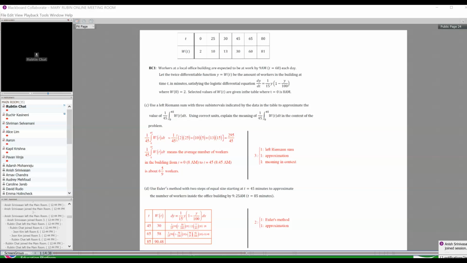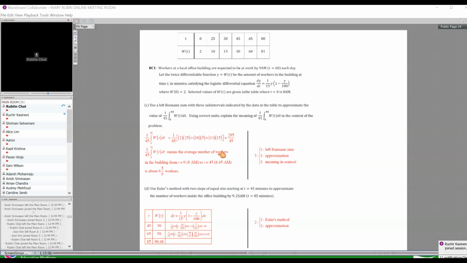No. You had the left Riemann sum. So the left Riemann sum, and most people got this correct. Also, this is the average number of workers. You could say 6 and 5/9. You could say 6 and however many decimals, 3 places after the decimal if you want. You could leave it like that.